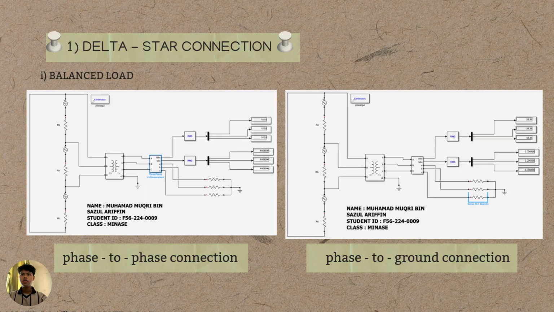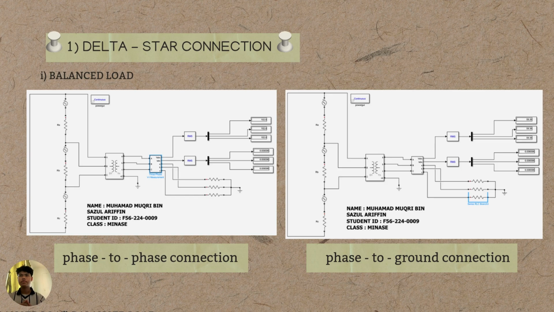During the experiment, our focus was to observe how the system behaves under balanced and unbalanced load conditions and how the voltage and current readings differ in each case. In the first part of the experiment, we applied a balanced load to the delta star connection. This means that each phase carries equal loads, allowing us to examine the system under ideal conditions. We carried out two types of measurement.